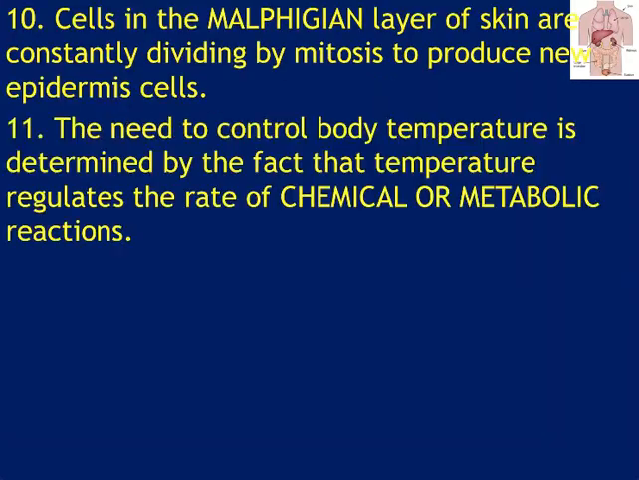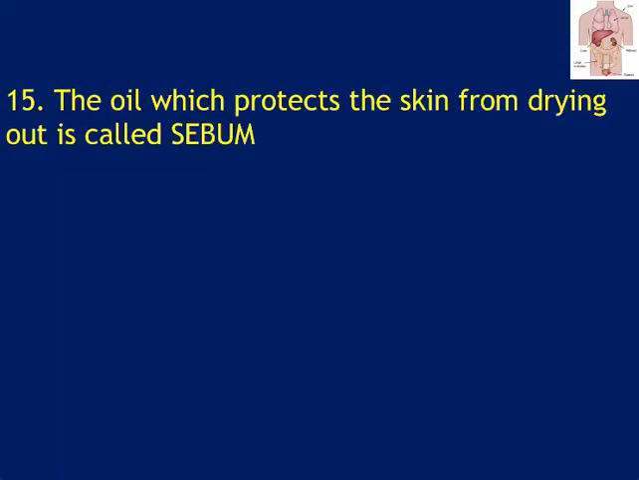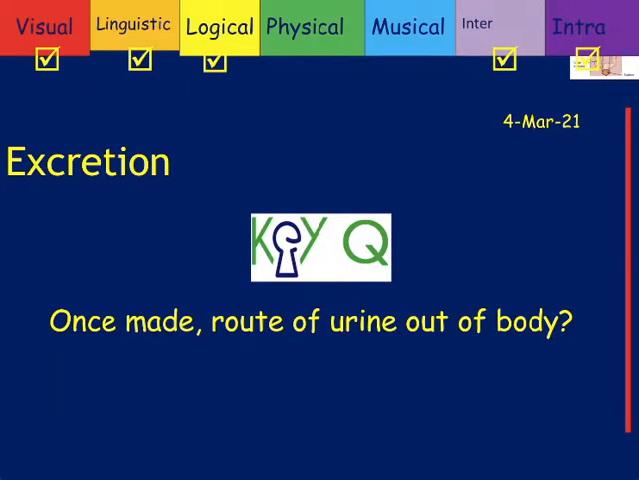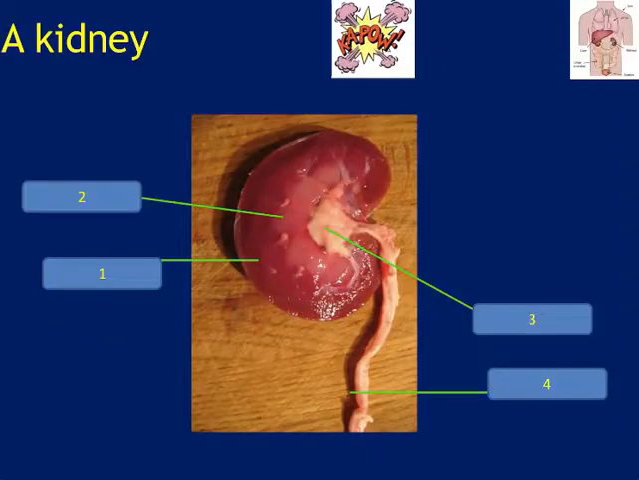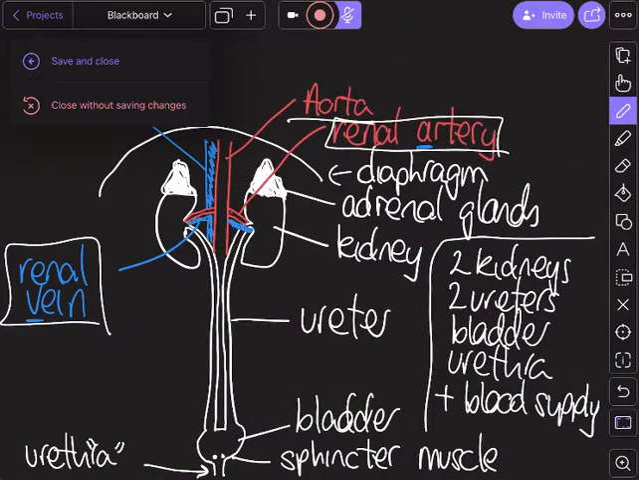Okay, there's nothing new here. And vitamin D we've done, and we have our erector, we have our melanin, and we have our sebum. So there's nothing new left for the rest of the questions. So once urine is made, we're looking at the route out of the body. But before we do that, we would have done a dissection, and you will do it when we come home. And there are certain parts to the kidney, so we're going to look at them from this perspective.